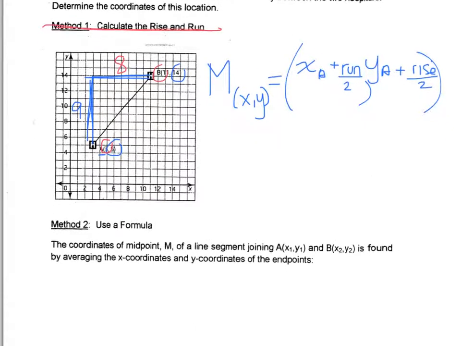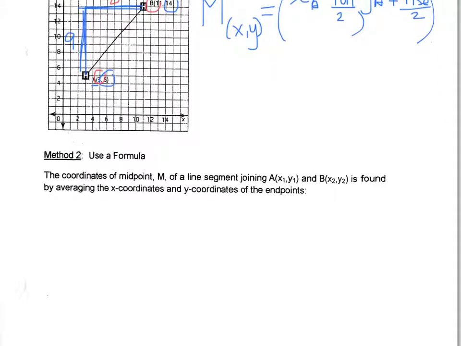So method 2 talks about a formula. If you think about the formula, it really comes from the idea of finding the middle between 2 numbers. If you have 2 test marks and you want to find the middle of those 2 test marks, you're going to calculate your average. So you're going to add them together and divide by 2. The formula for midpoint uses average. We're going to average the x coordinates and average the y coordinates of those 2 points to get the midpoint.